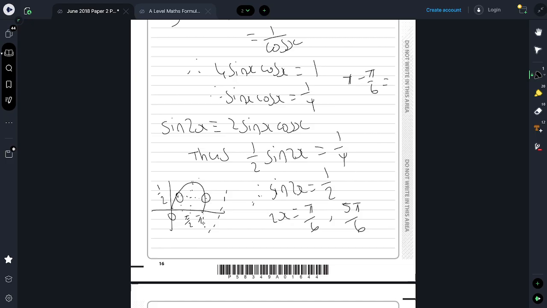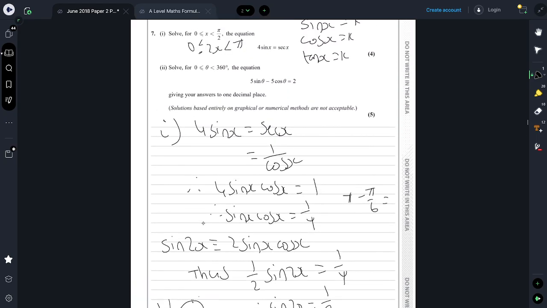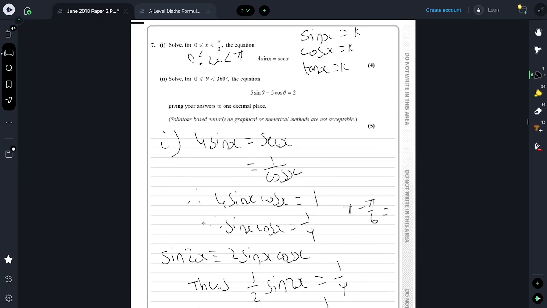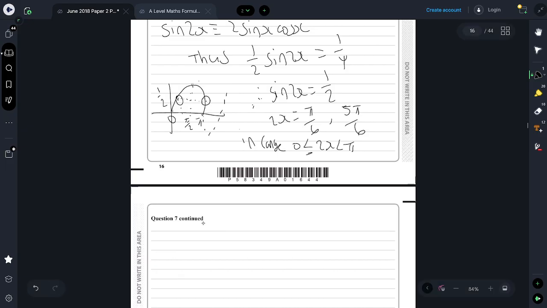And that is the only two solutions in the range 0 to 2x to pi. Okay. Was that the right range? Yes, it was. But that's a solution to 2x. We want x. But what we can do is simply divide by 2. So therefore, x is pi over 12 and 5 pi over 12. And those are our two solutions.